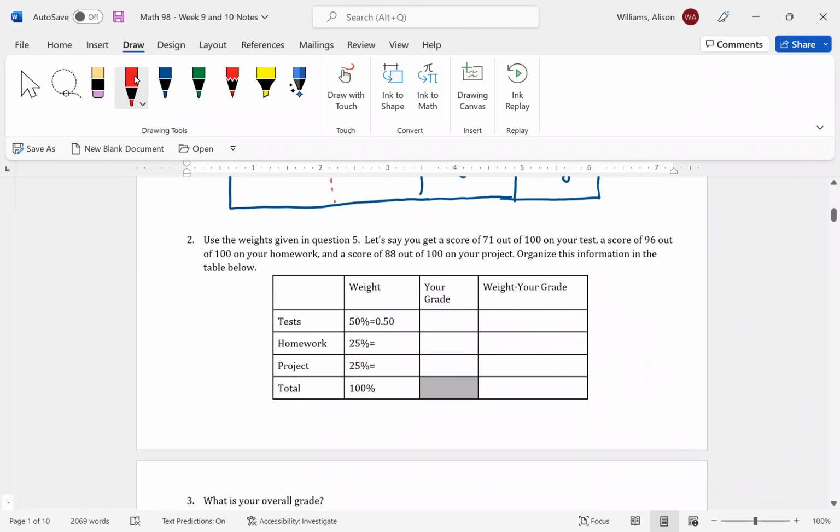So use the weights given in that question. Oops, that shouldn't say question 5. That should actually say question 1. I'll fix that before this video gets posted.